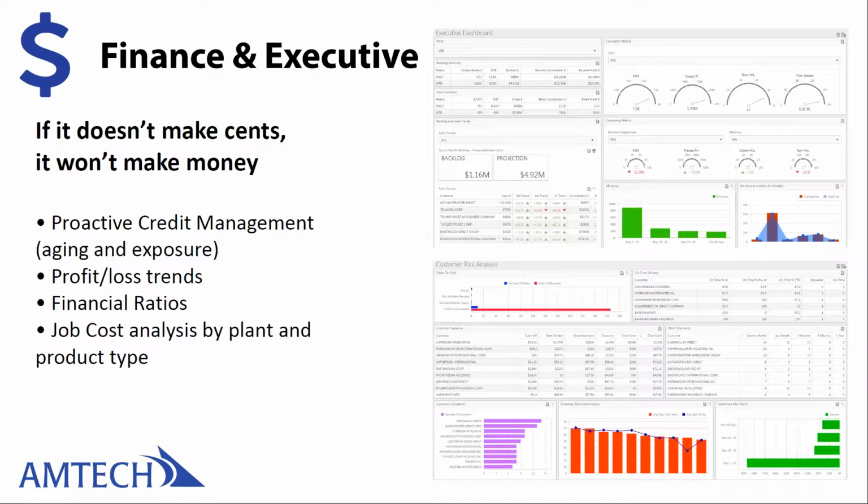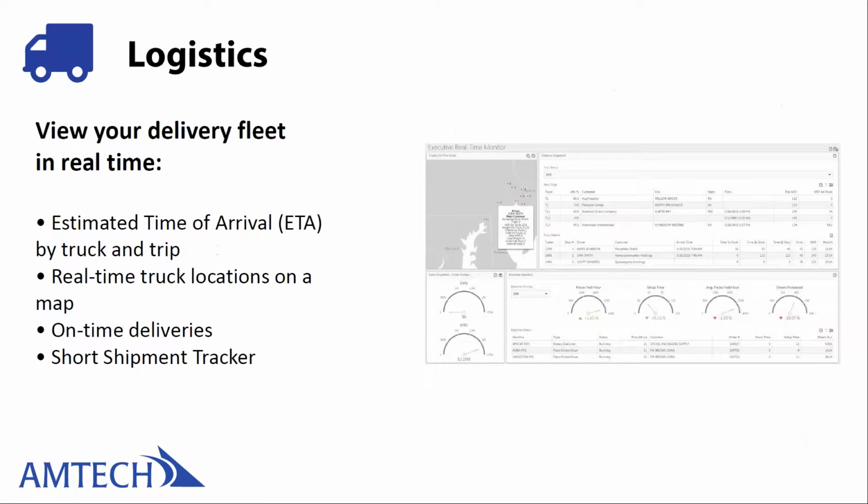Finance and executive dashboards are getting created, so we can do some proactive credit management, looking at aging, overall exposure, average days to pay, for example, on a particular account. Looking at profit and loss trends from the financials are getting pushed up, which obviously incorporates some financial ratios, and then ultimately do a job cost analysis by plant and by product type. So the idea there is for that finance executive or ownership to just get a quick snapshot as to what's happening with the business.